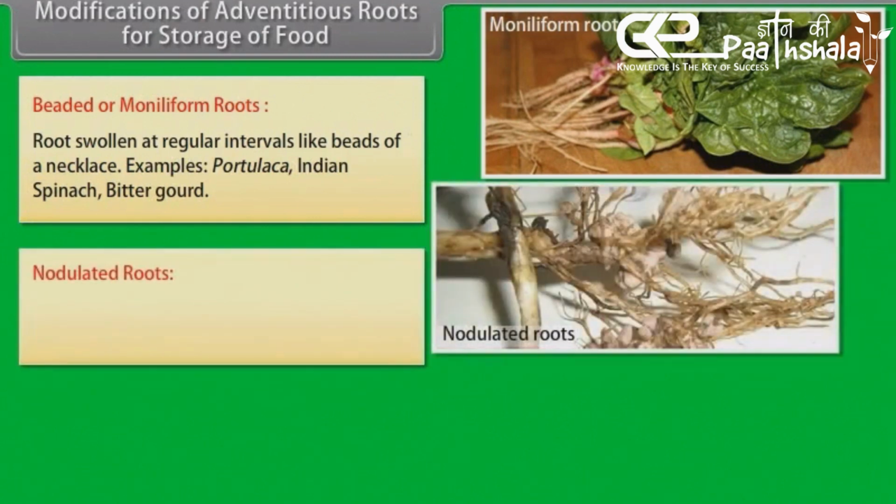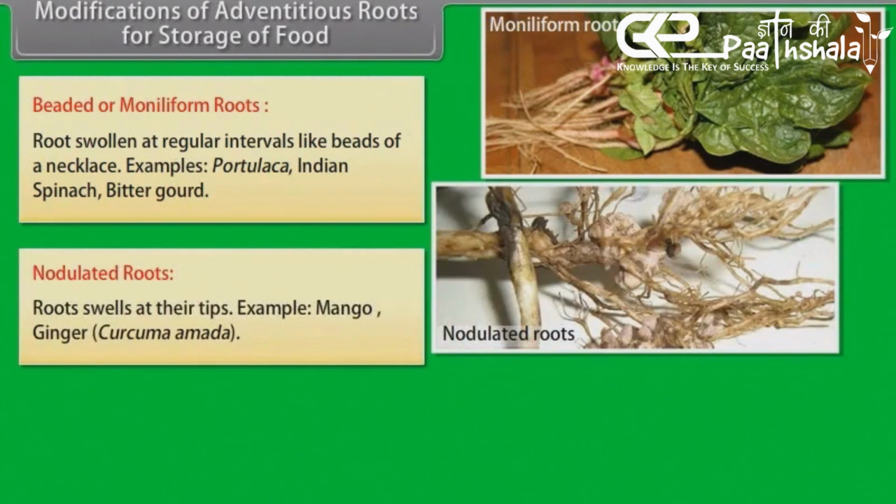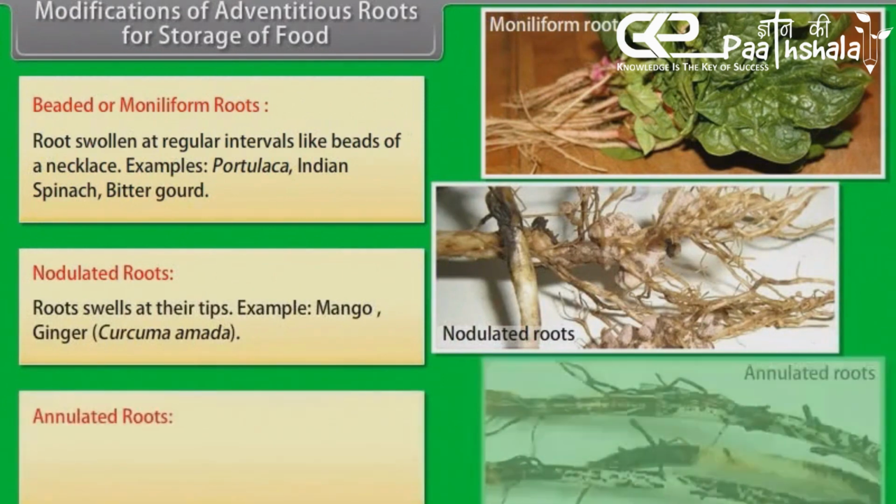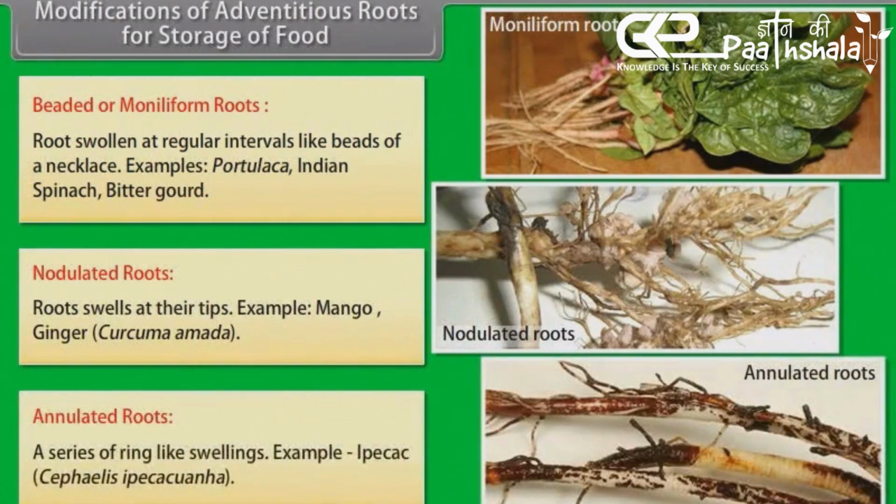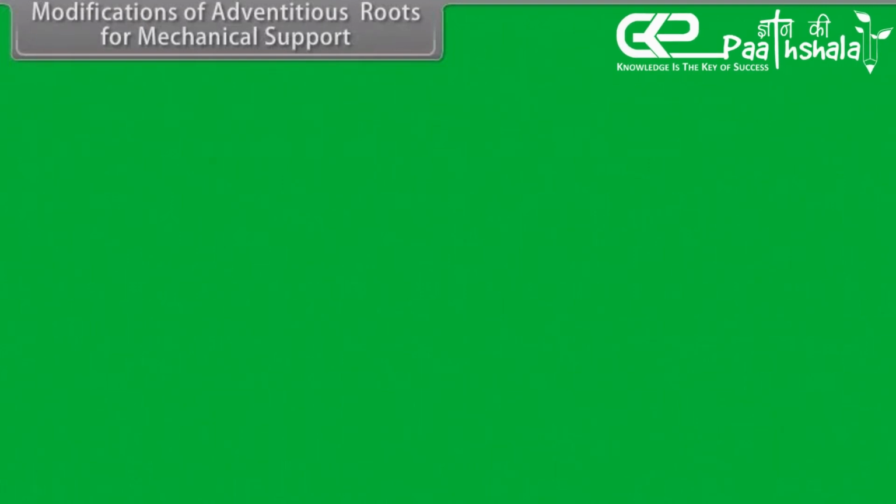Nodulated roots: roots swell at their tips. Examples: mango, ginger. Annellated roots: a series of ring-like swellings. Example: ipecac. Modifications of adventitious roots for mechanical support.